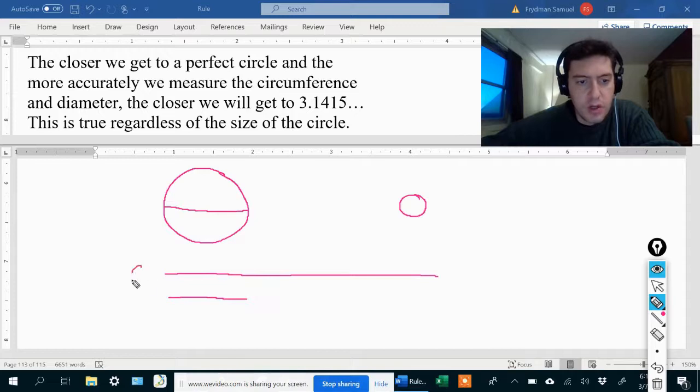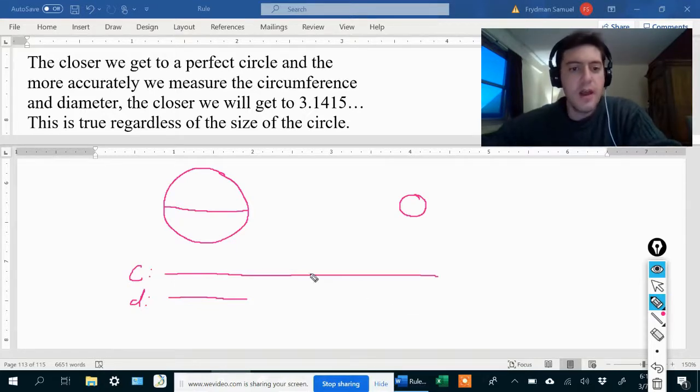Okay, so this is the circumference of the circle over here, and this is the diameter of the circle over here. The circumference of the circle is a little bit more than 3 times longer than the diameter of the circle. I don't know if I drew that perfectly, but it's true of this circle, and it would be true of this smaller circle as well.